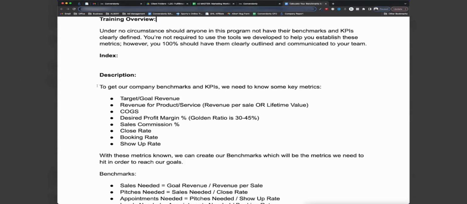So ultimately, to get your company's benchmarks and KPIs, you need to know the following metrics. A lot of these we're going to outline for you in your marketing workbook. However, if you look at them, you need to know what is the goal revenue you're trying to achieve. You can't aimlessly go towards a target if you don't know what that target is. You're flying blind.